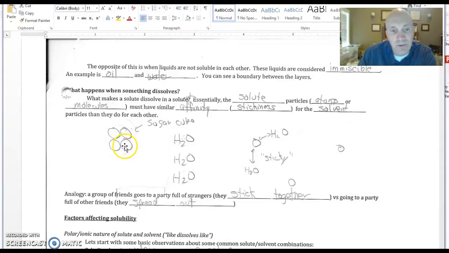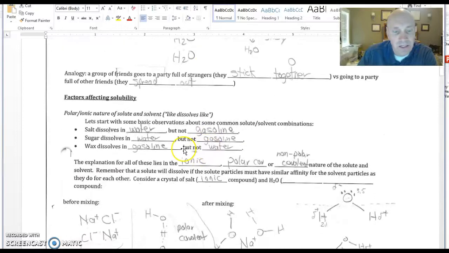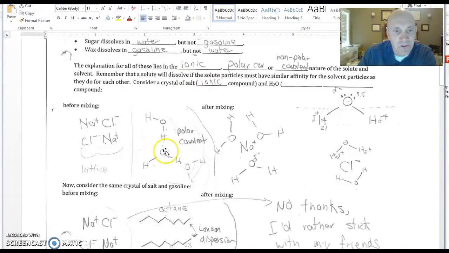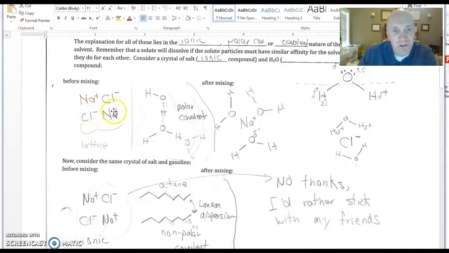Same thing with solute particles. If it's a solid like a sugar cube, we know that these molecules have stickiness with themselves. So why would they allow themselves to be separated from their neighbors and surrounded by water molecules? There has to be some level of stickiness. The two examples that we gave in class were salt and water. Remember the nature of salt.